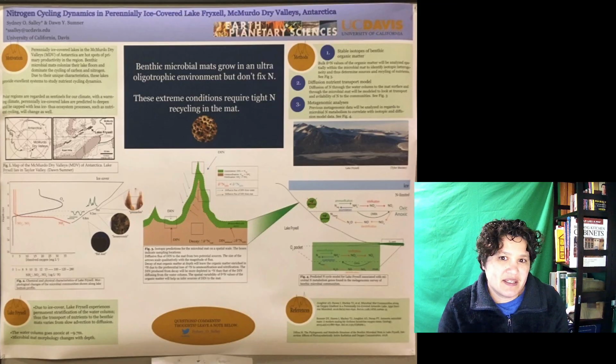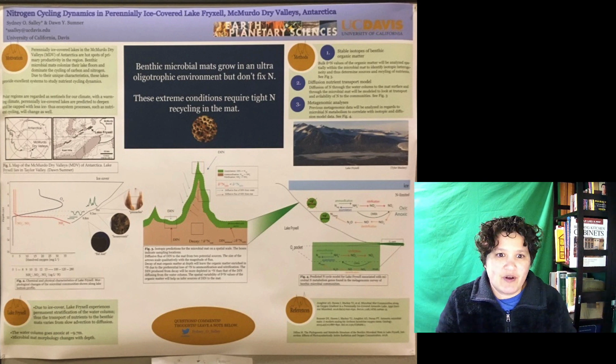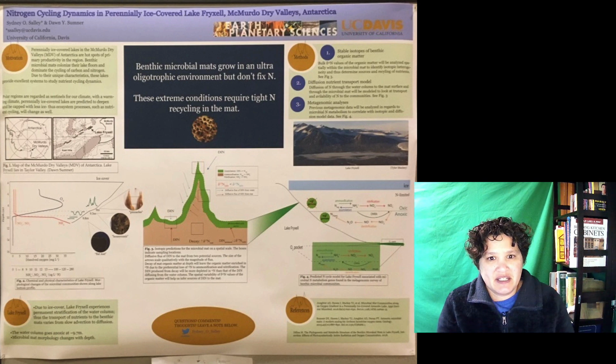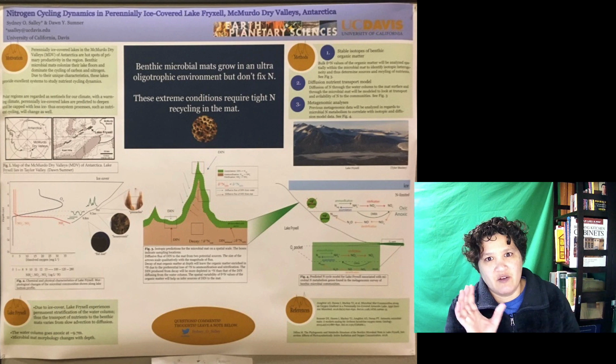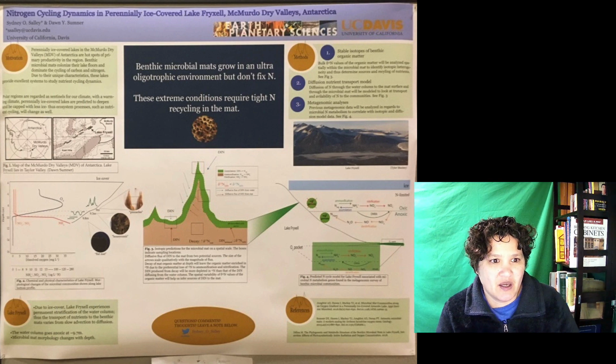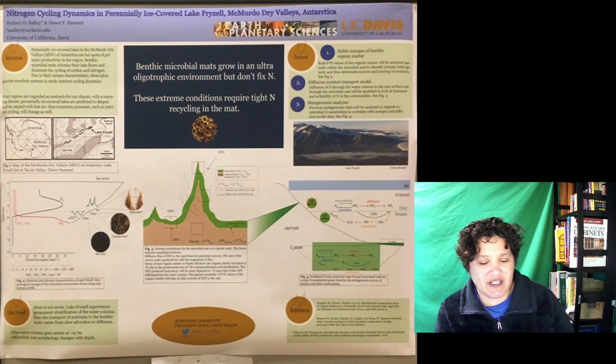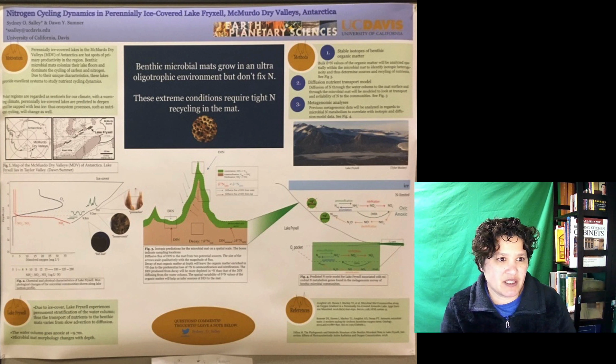There's a trend in posters where people are starting to put one big takeaway message somewhere on the poster so that, even if people do not ever stop to read the fine print, they get one takeaway message. So you can see that here kind of in the top center where they say benthic microbial mats grow in an ultra oligotrophic environment but don't fix nitrogen. These extreme conditions require tight nitrogen recycling in the mat. So there's your takeaway message.